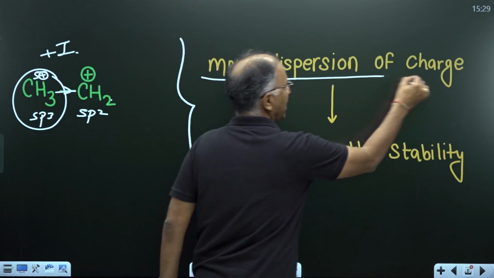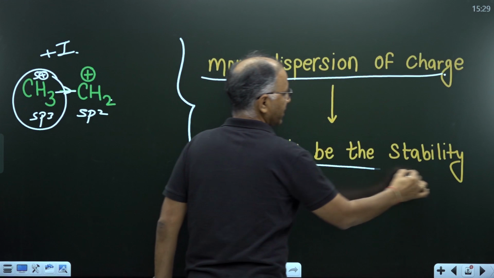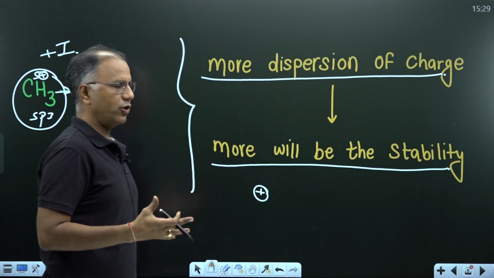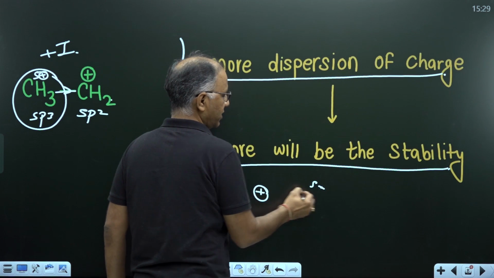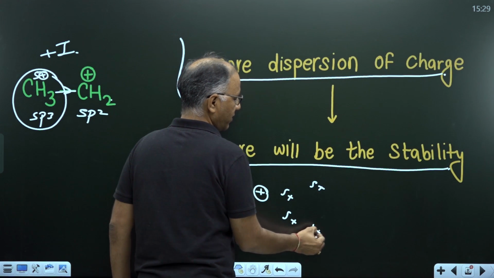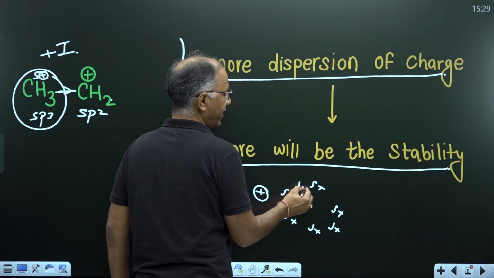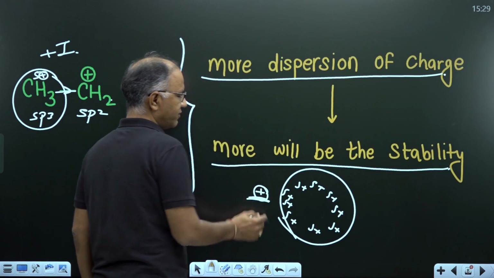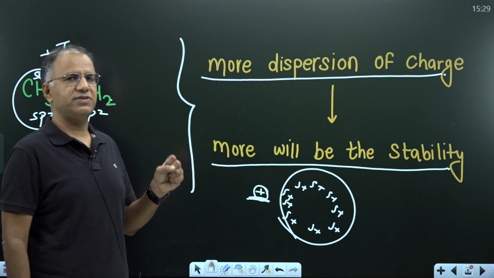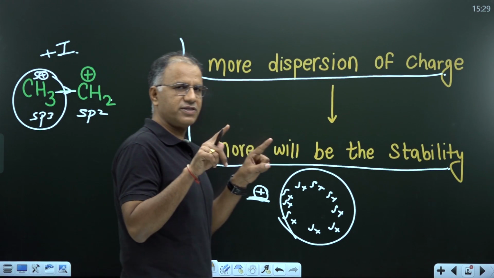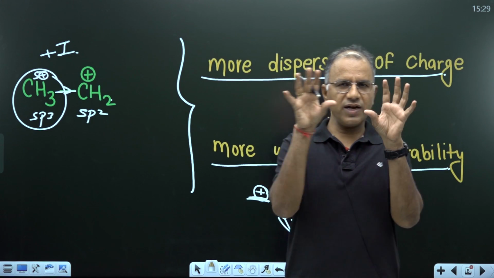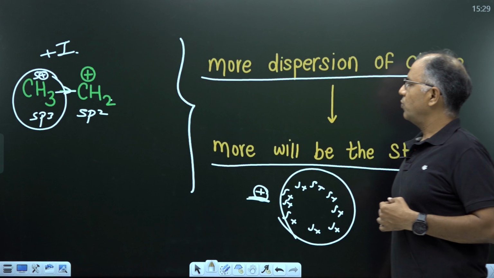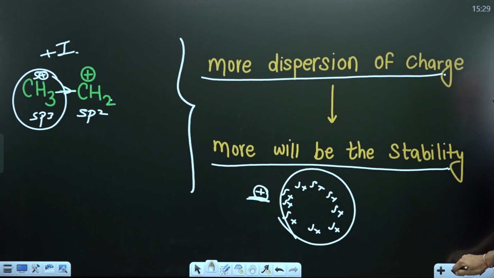The more the dispersion of charge, the more the stability. If charge is concentrated, it is highly reactive toward nucleophiles, and if charge is dispersed, it is more stable because it is less attracted toward any negative charge. The more the concentration of charge, the more easily it will react with negative charge. What is the meaning of dispersion? The more different carbons carry that charge, the more the stability. So the more the dispersion of charge, the more the stability.